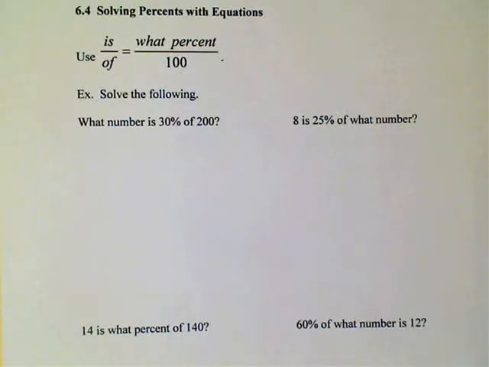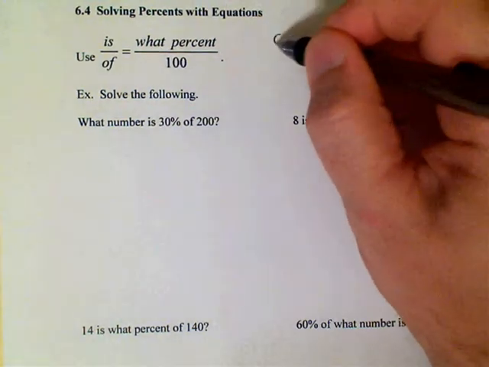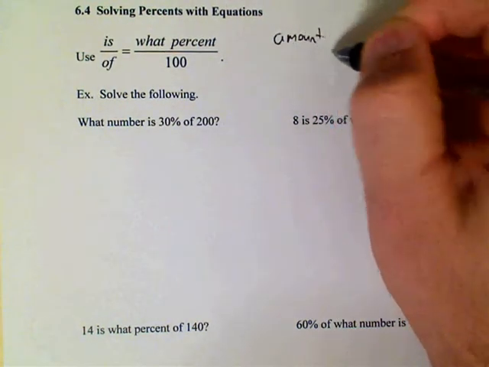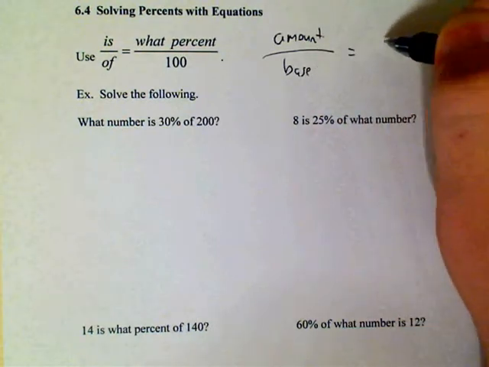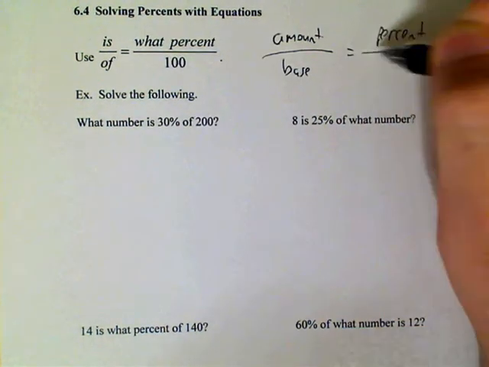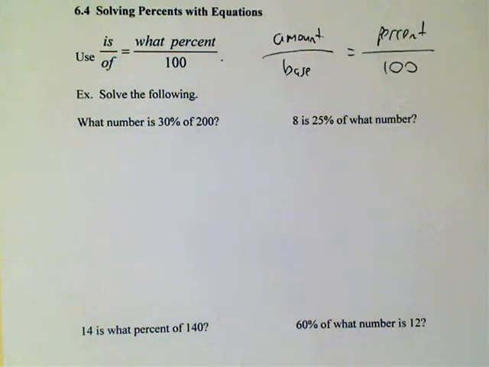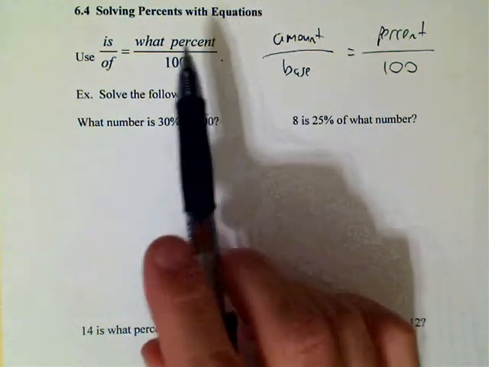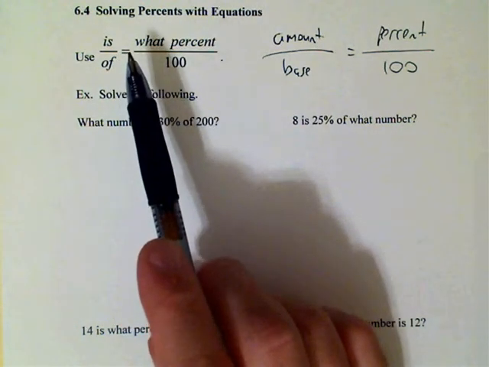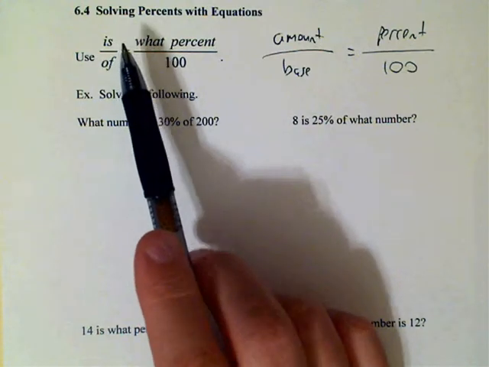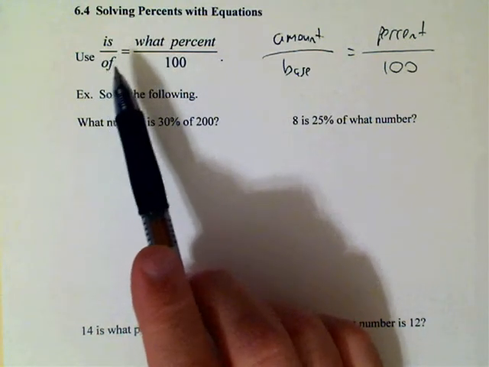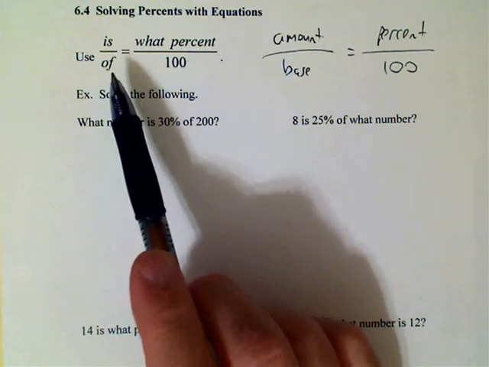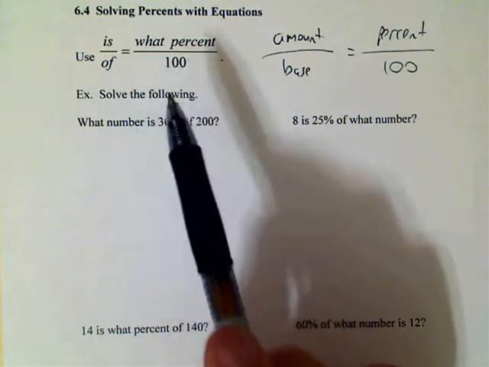Let's solve some percent equations. Now this formula is a variation of amount over base equals percent over 100, as you may see in the textbook. The reason why I'm using is over of is because all these questions have the words is and of in them. Now it's important to recognize that the number or the words that come after is what goes on top. The number or the words that come after of is what goes on the bottom. I always put the percent above the 100 no matter what.